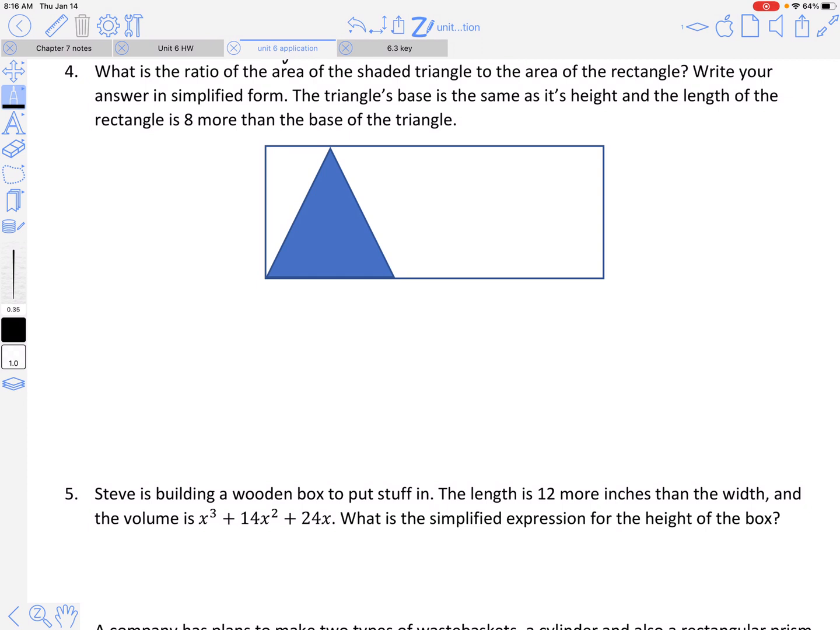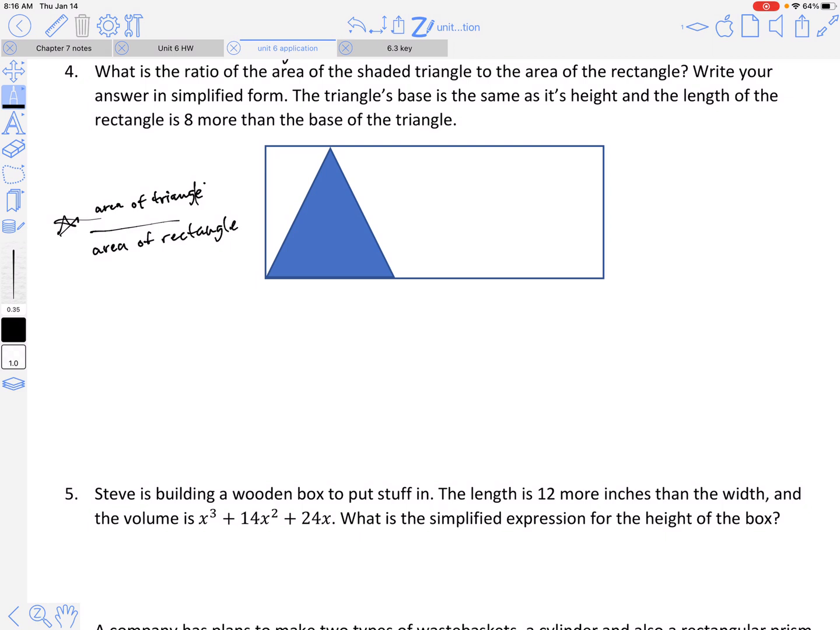So what is the ratio of the area of the shaded triangle to the area of the rectangle? So we'll do a ratio, right? So start there and just interpret that. The ratio of the area of the shaded triangle. So we want the area of the triangle, the ratio, a comparison, to the area of the rectangle. So that's our goal, right? If we read that first sentence, that's what we're trying to do. Write your answer in simplified form.